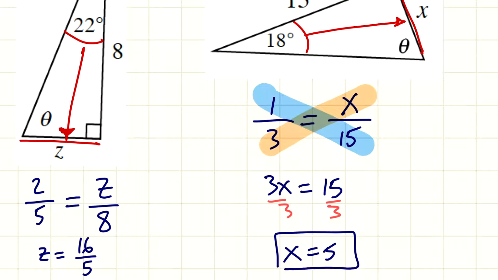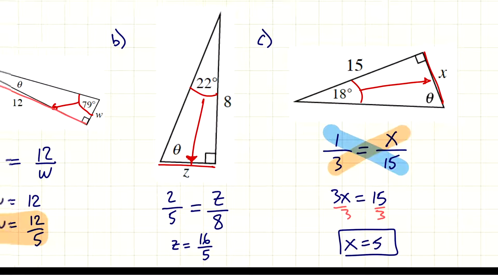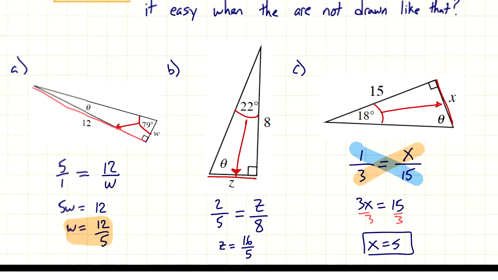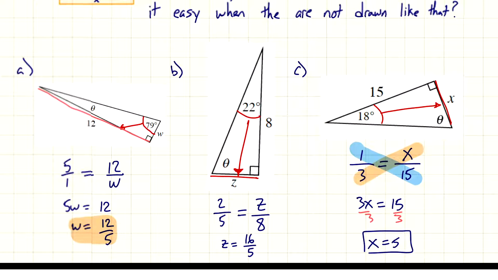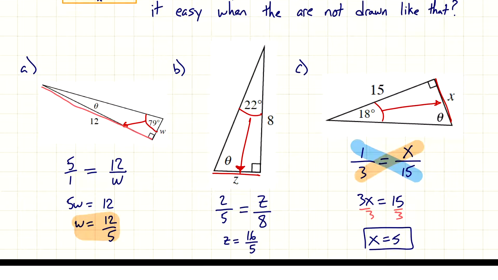All right, so this would be an example of a test question you might get. Here's a triangle, tell me what the missing side is. And you'll set up a proportion and solve.